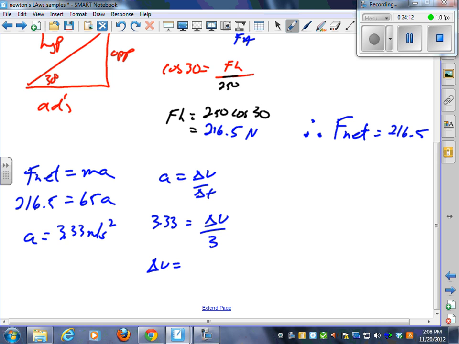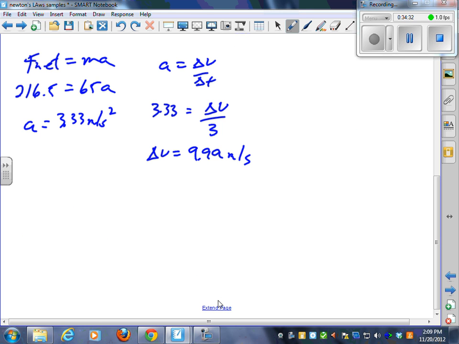It's 3 seconds. Delta V is equal to 9.99 meters per second. The velocity changes by 9.99. Is that the final velocity? It is. Can I just say, therefore, the final velocity is, we're going to round this here. Can I do that? Yeah.